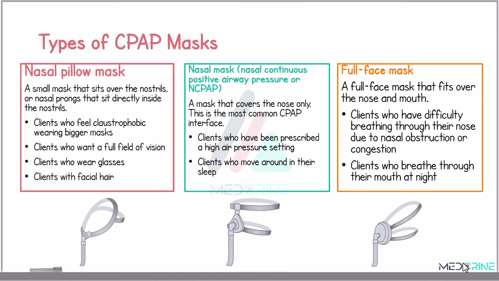The second type of CPAP mask is a nasal mask or a nasal continuous positive airway pressure mask. This mask covers the nose only and is the most common CPAP interface. It is suitable for clients who have been prescribed high pressure settings and clients who move around in their sleep. And lastly, we have a full face mask, which fits over the nose and the mouth, and it's suitable for clients who have difficulty breathing through the nose due to a nasal obstruction or congestion. As well, it can be used in clients who breathe through the mouth at night. A proper selection of a mask is key to therapy adherence.